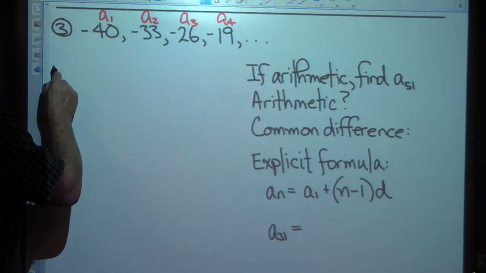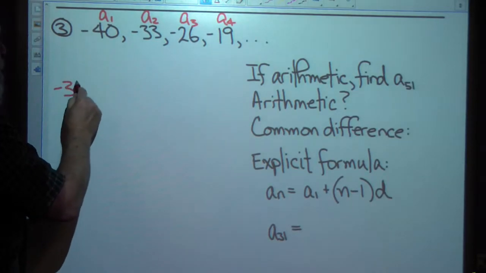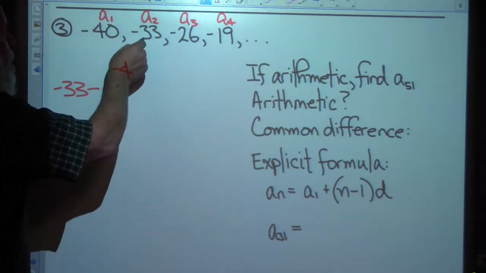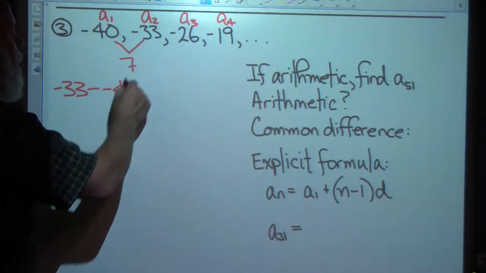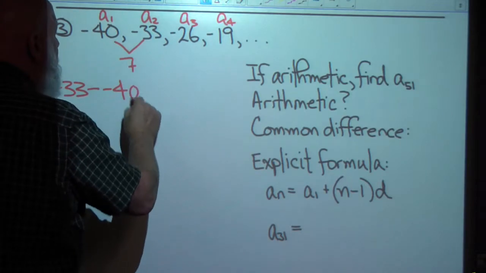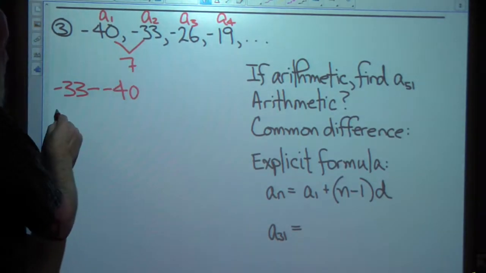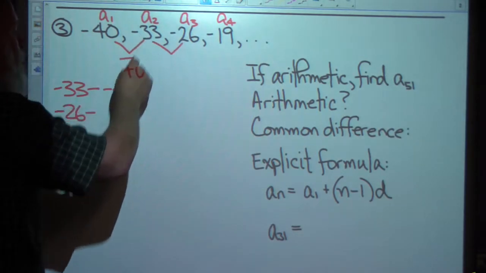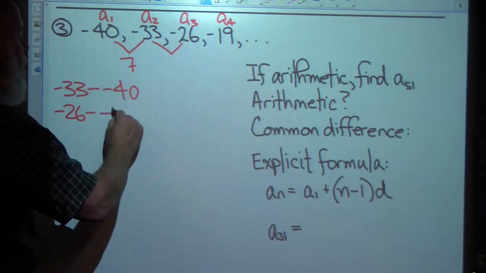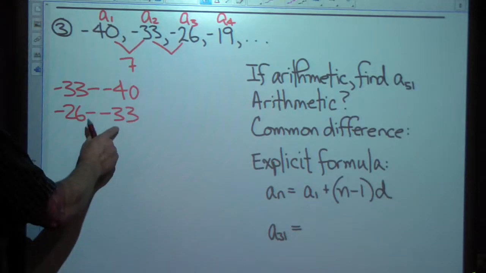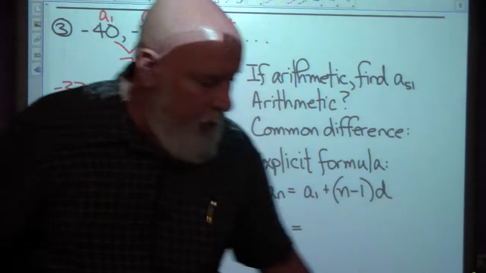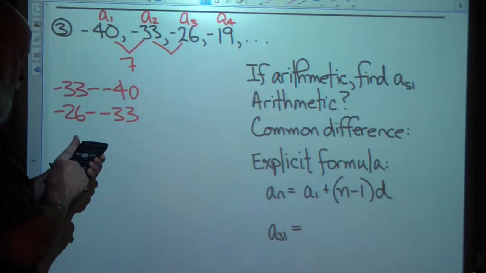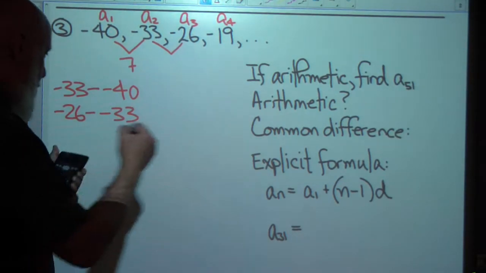Negative 33 minus negative 40. That would be 7. Okay, oops. I got negative 26 minus negative 33. 33 minus 26, I'm going to do that with my calculator because I'm brain damaged sometimes. 33 minus 26. 7 again, yay.